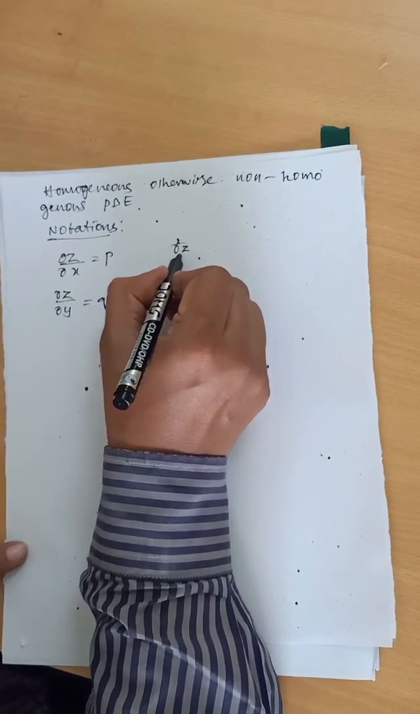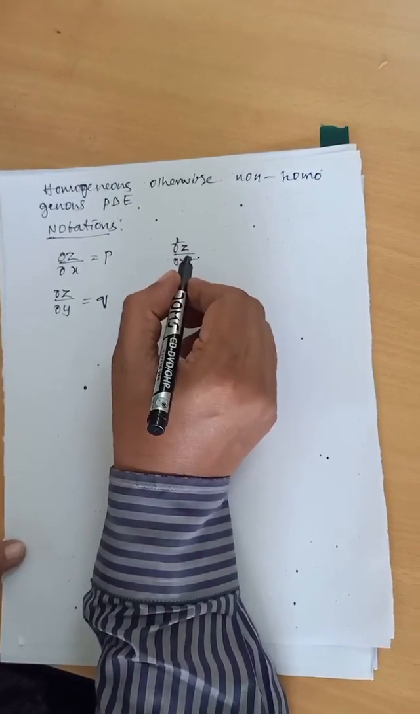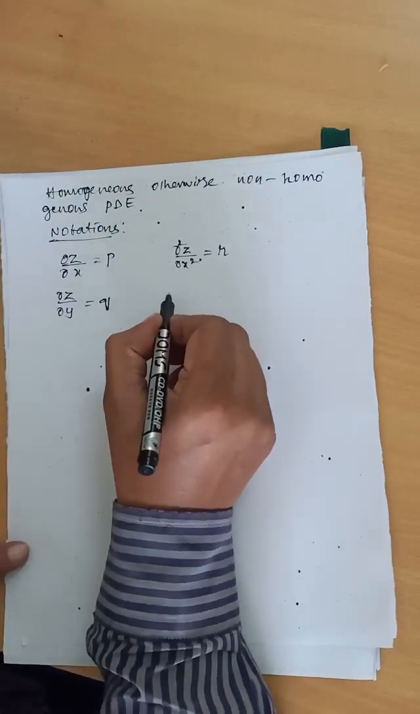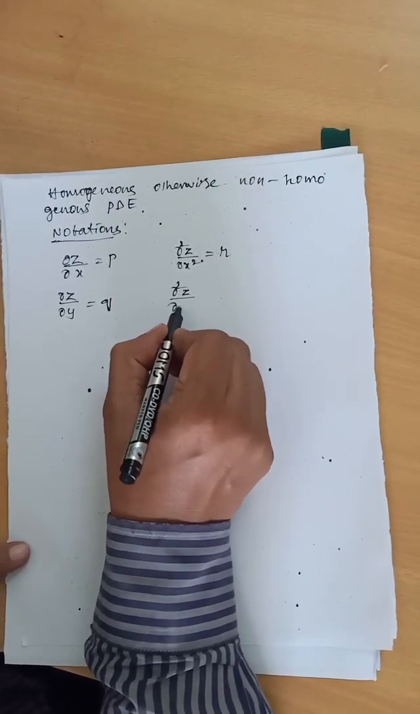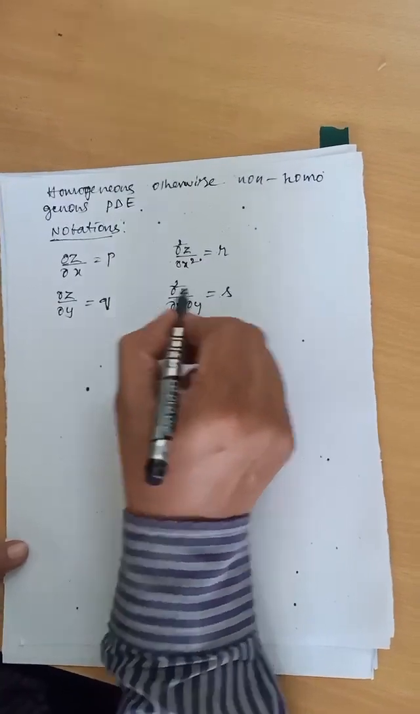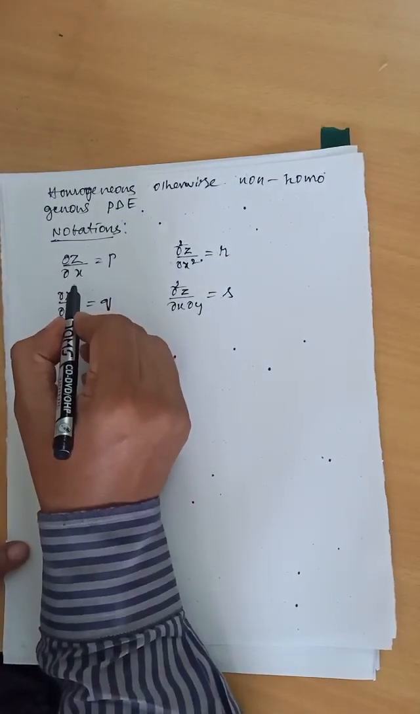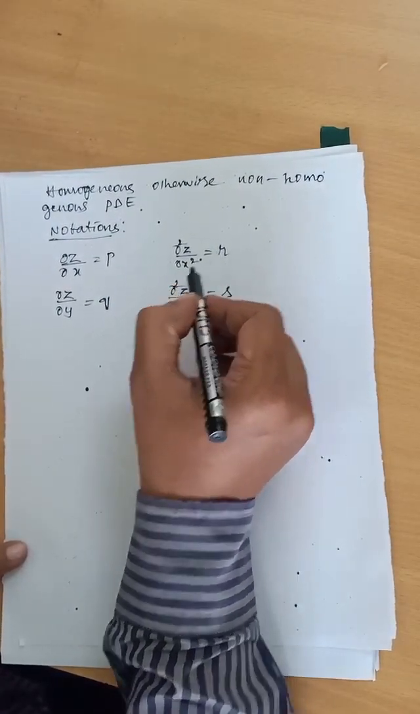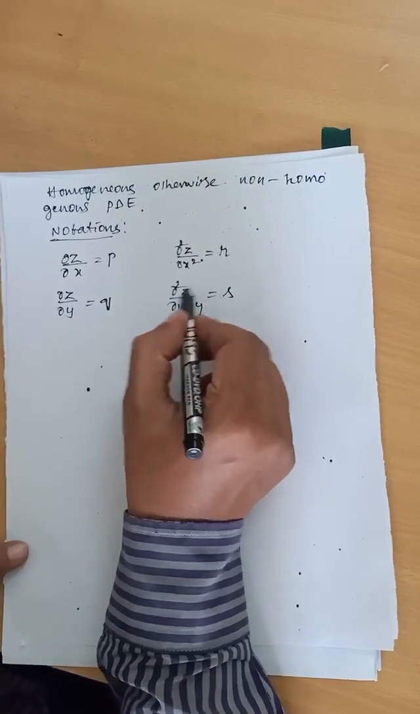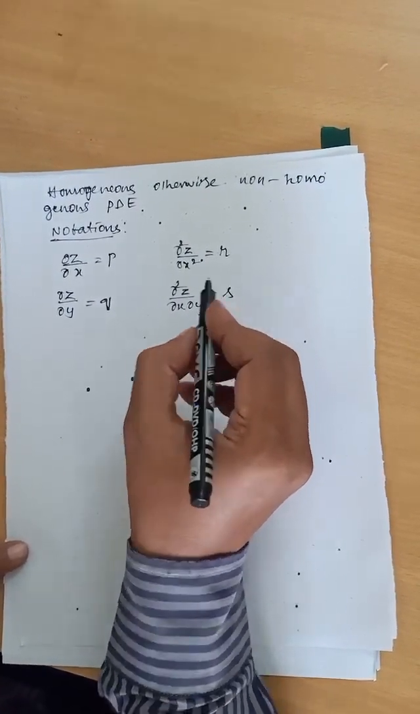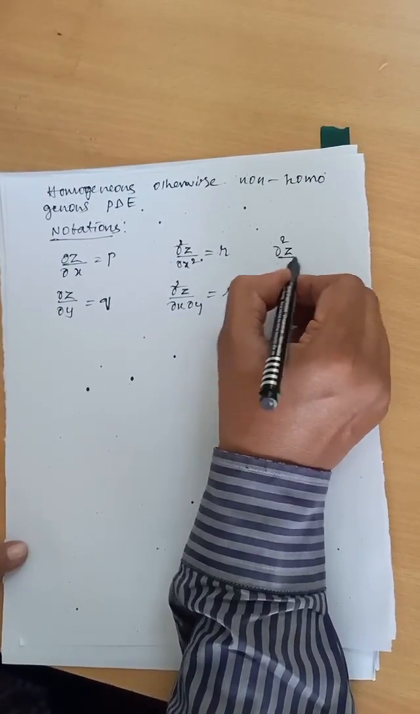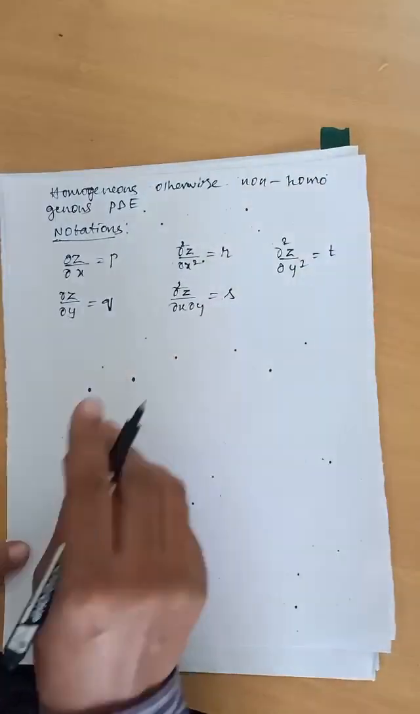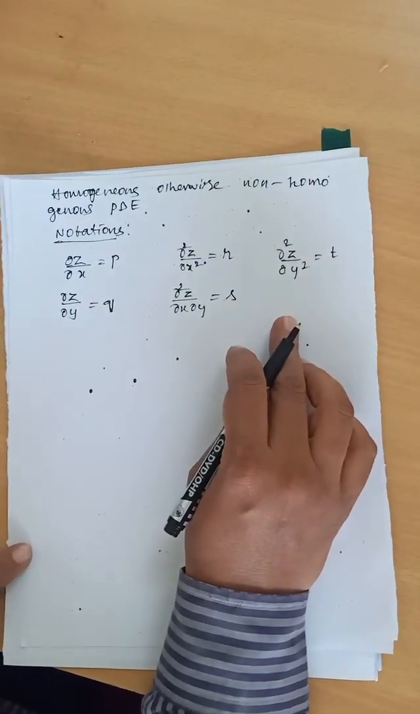Next, dou square z by dou x square means the second order partial derivative with respect to x. We denote it R. Dou square z by dou x dou y we denote by S. So P, Q, R, S: dou z by dou x first, second dou z by dou y, third dou square z by dou x square, that is R. Dou square z by dou x dou y, the mixed order partial derivative, we denote S. Last one, dou square z by dou y square, we denote T. P, Q, R, S, T. You recall these notations.